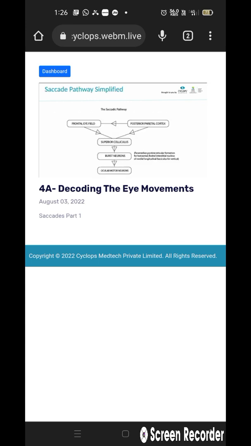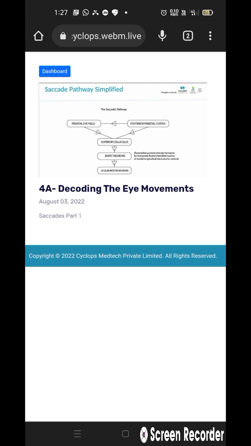Here we show the most simplified pathway for the saccade. From the frontal eye fields and the posterior parietal cortex, the signal reaches the superior colliculus, from there to the burst neurons in the brainstem, and from there directly to the oculomotor neurons.